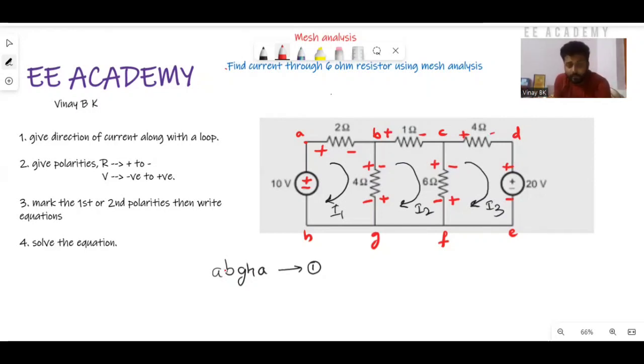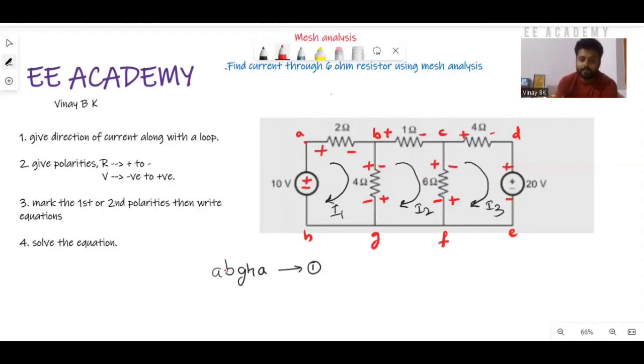First step, give the direction of current along with the loop. I gave it as I1, I2, I3. You can also give this as IA, IB, IC. Once we have given the direction of current along with the loop, then I will mark the polarities. Then I will apply KVL, or else the mesh analysis method.